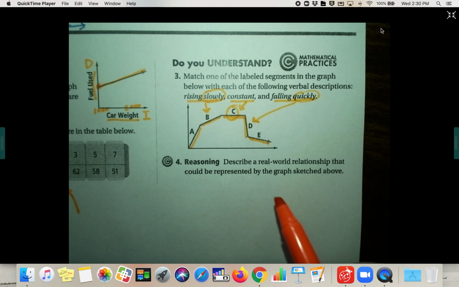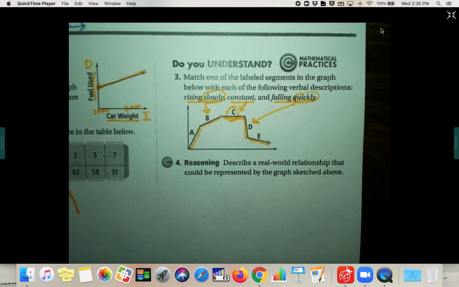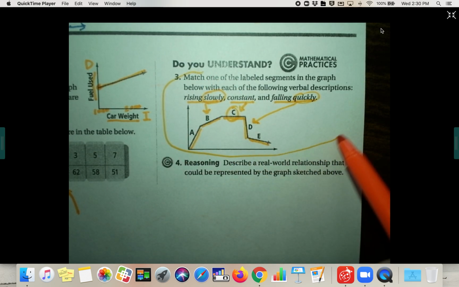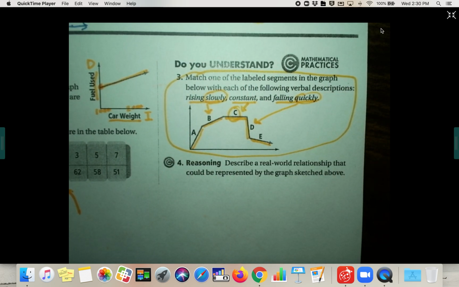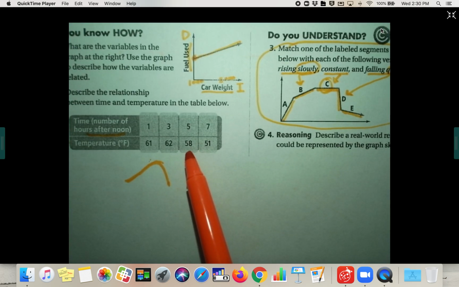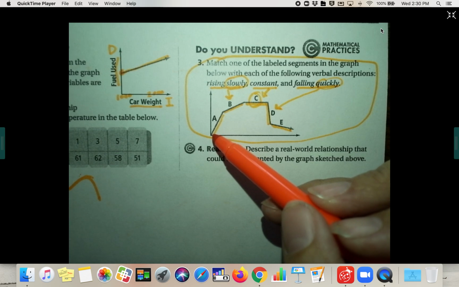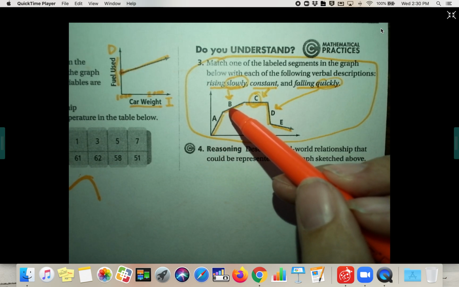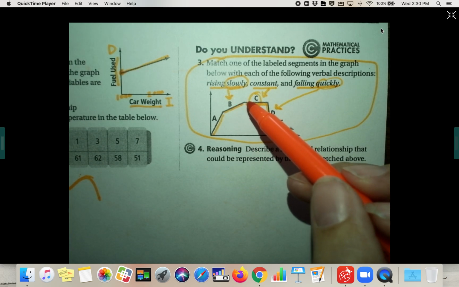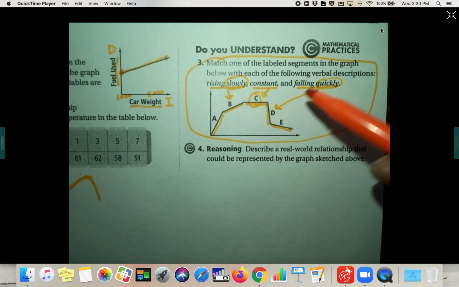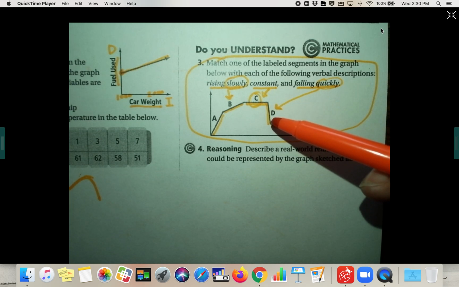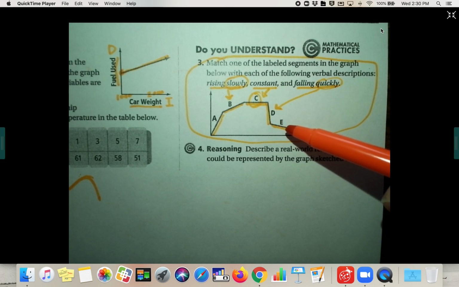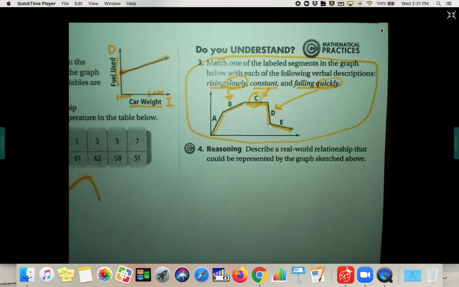And our very last question says, describe a real-world example, relationship that could be represented by this graph. So see if you can think of one. The only thing I have in my head right now is back to these temperatures, because on a hot summer day in the morning, the temperatures as soon as the sun comes out could rise quickly and then rise a tiny bit more, and then it's going to stay maybe like 95 or something. And then in the evening when it cools off, maybe it drops drastically to 70 and then even goes down to maybe 60. Just depends.